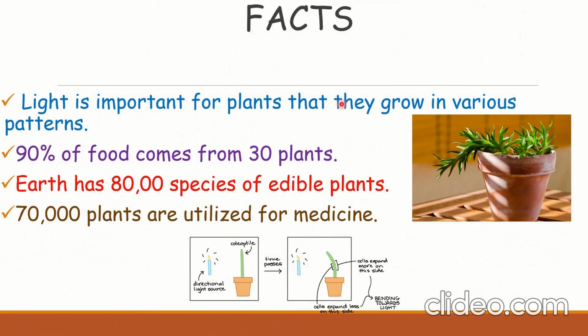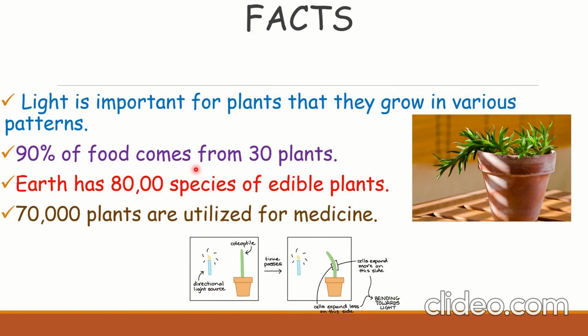So, some facts about plants. Light is important for plants, and they grow in various patterns, like the one you see over here. It's bending towards light. 90% of the food comes from just 30 plants.